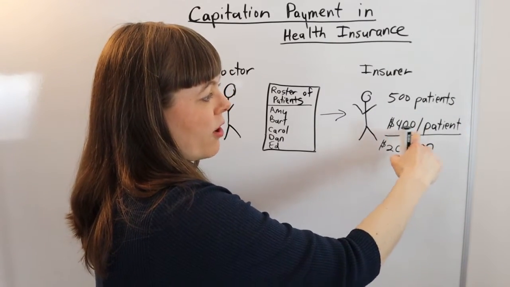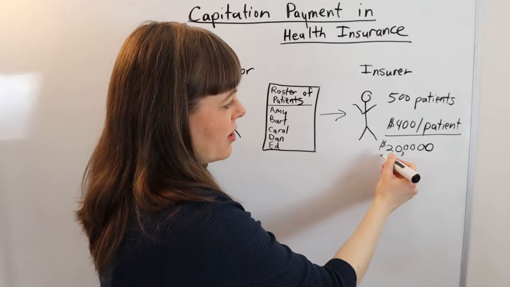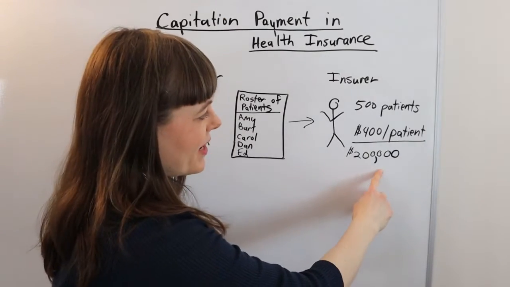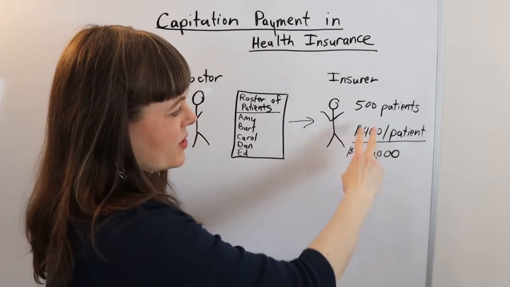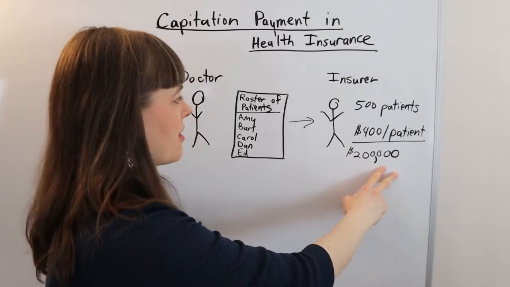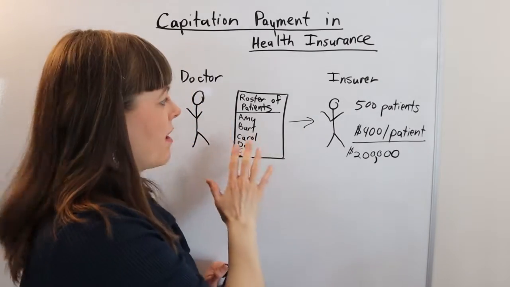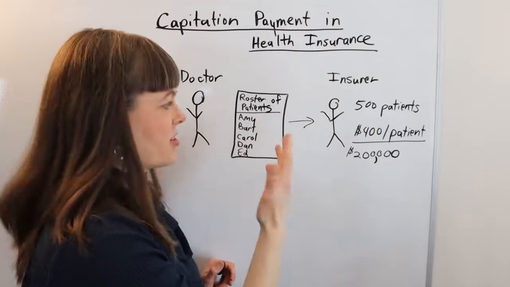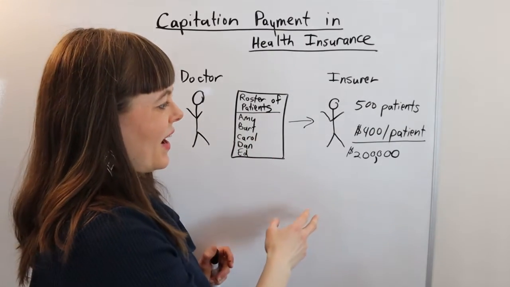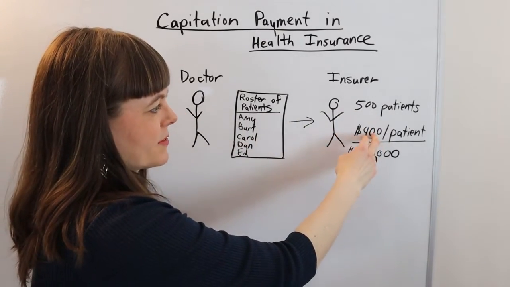We pay you $400 per patient, so we'll pay you, my apologies, I had the comma incorrectly. So the insurer in this case is going to pay the doctor $200,000 for taking care of this 500 patient group of people. And that's just 500 times 400.